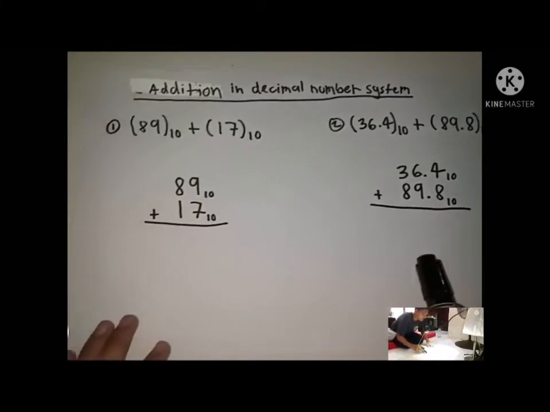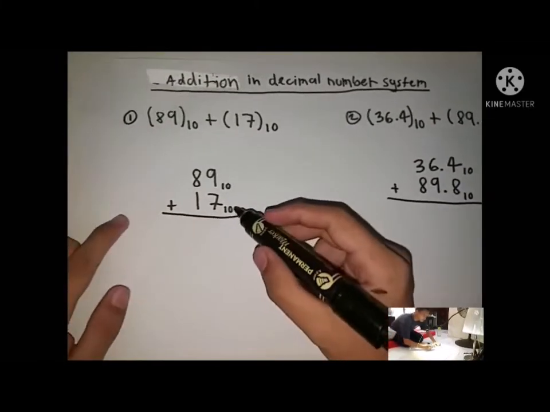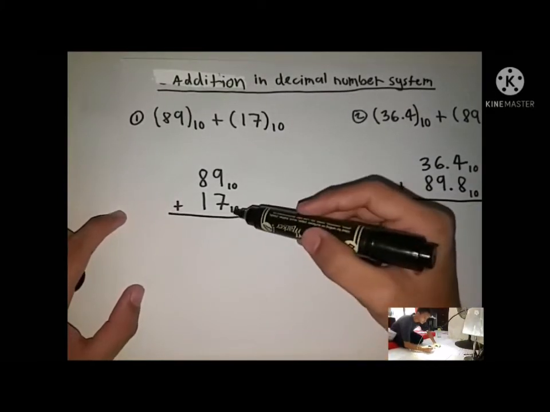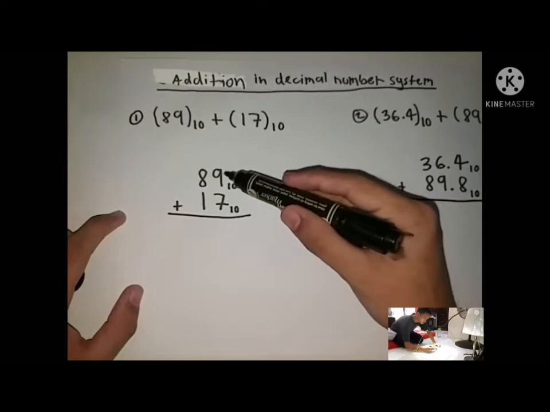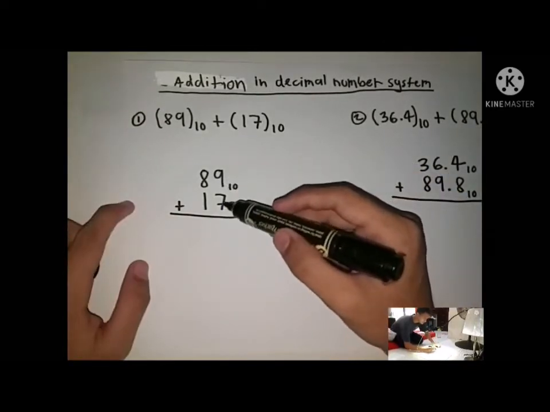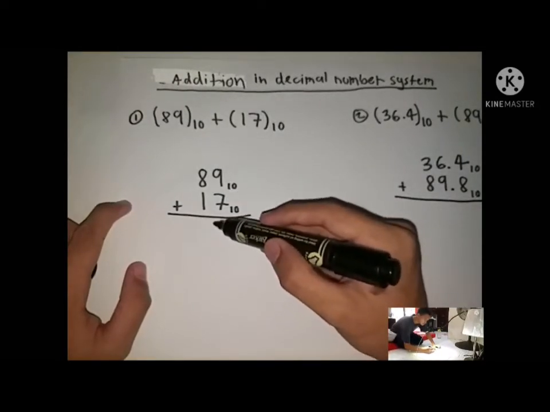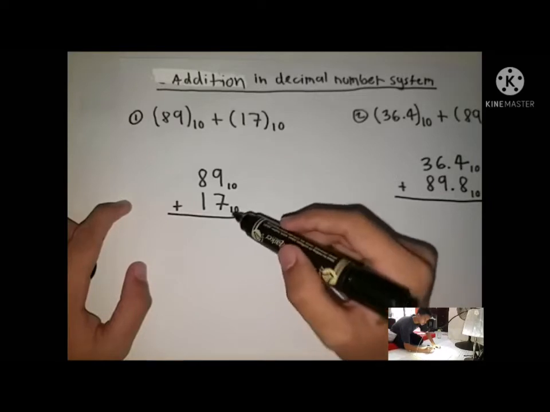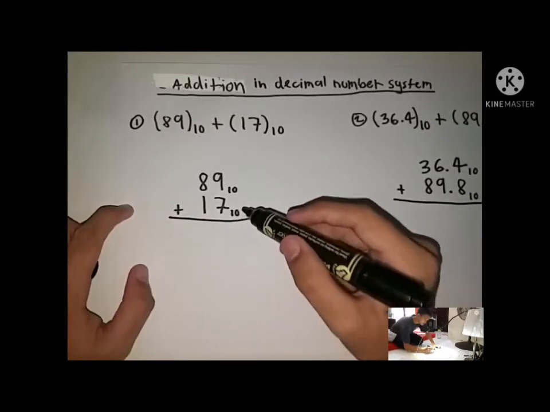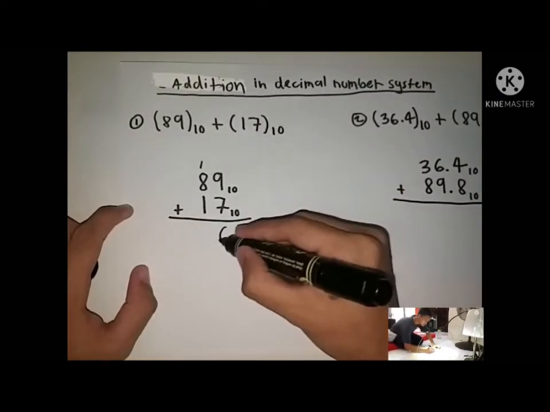So we have an example here. Let's solve number 1. We have 89 plus 17. First we must add the first column, which is 9 and 7. Adding 9 and 7 gives us 16. We cannot put 16 here because it cannot exceed 10. So we must put 1 here, then 6 here.